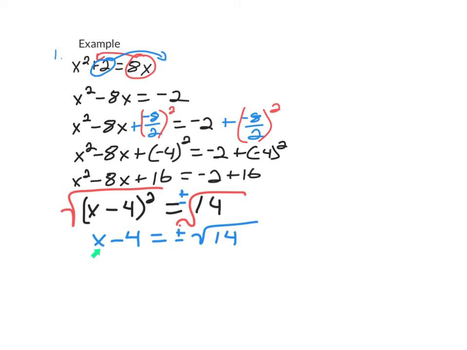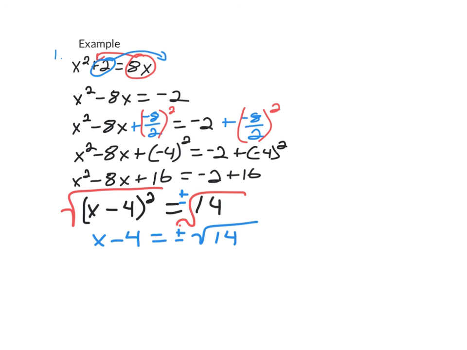Okay, so now we have this equation, x minus 4 equals plus or minus the square root of 14. We're trying to solve for x. All right, so the best way to explain this one is that we're just going to take this minus 4 and move it over here as a positive 4. That's another way of saying we add 4 to both sides. Okay, notice that this negative 4 comes over as a positive 4.